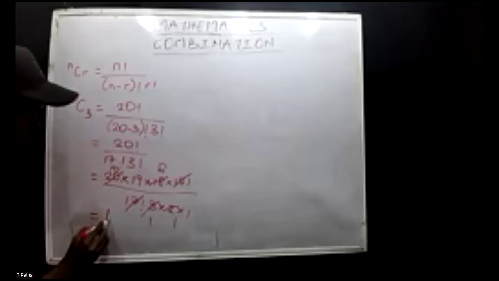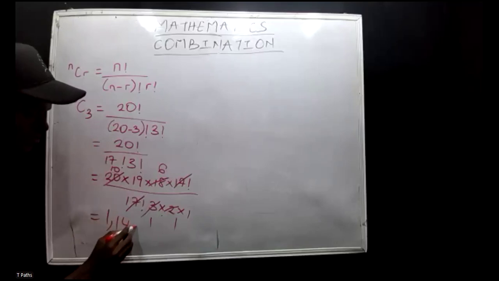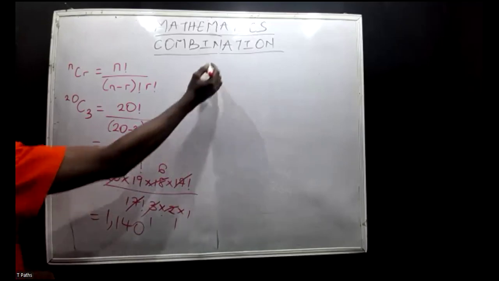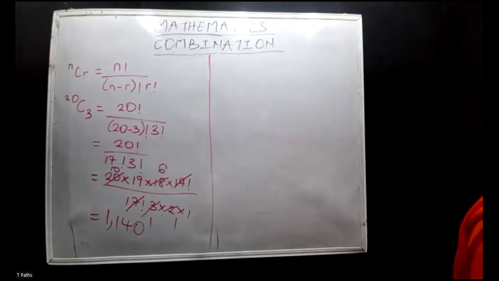1,140. So the answer is simply 1,140 ways. Very simple, guys. Is it clear? Hello, class, is it clear? Yes, okay.